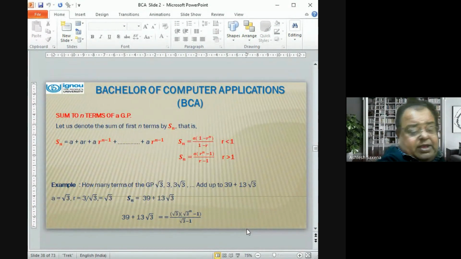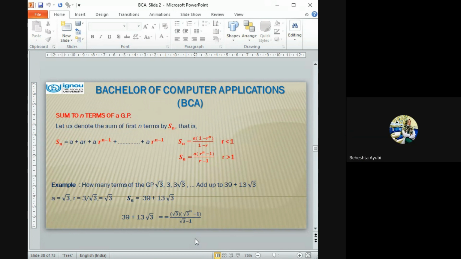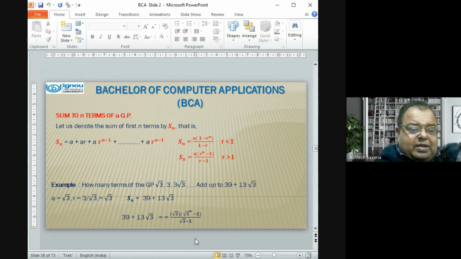Now the question arises, what is a? a is root 3. Anyone of you who can let me know what is r in this question? It is 3 by root 3, but we will multiply by root 3. No, that is fine. Actually, in mathematics simplification, we don't keep a root in the denominator. You can see that I've written r is equal to 3 by root 3, equal to root 3.